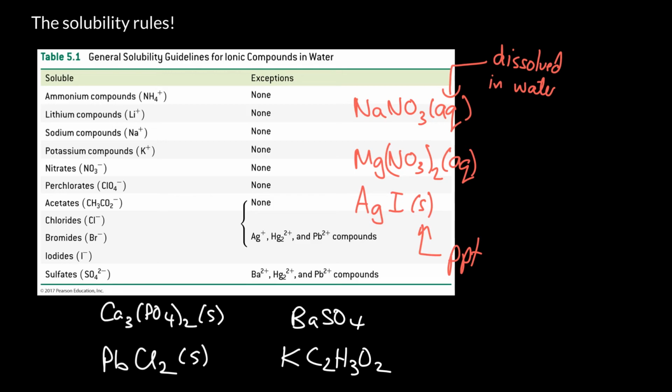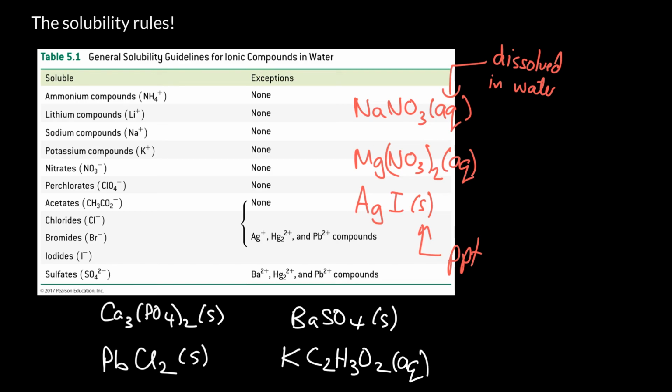Now, if we look at, say, something like barium sulfate, there's no mention of barium or sulfate till we get to here. Sulfate is soluble in general, unless it's paired up with barium, so in that case, then we would write solid next to it. And if you ever had a barium enema or a barium swallow, that's barium sulfate that you've taken there. It is insoluble. And the very last one there is potassium acetate. So if you go on down, potassium compounds, they're always soluble with no exception, so we write AQ.